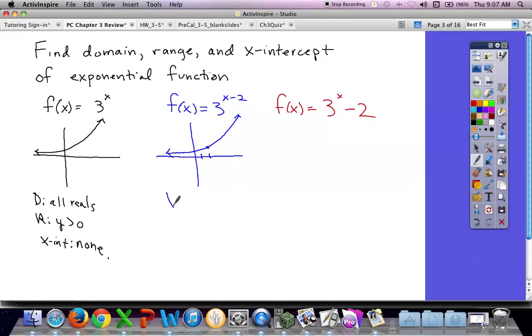So what would you say is the domain? Still all real numbers. What is the range? Y greater than 0. And what is the x-intercept? None. Still does not cross.